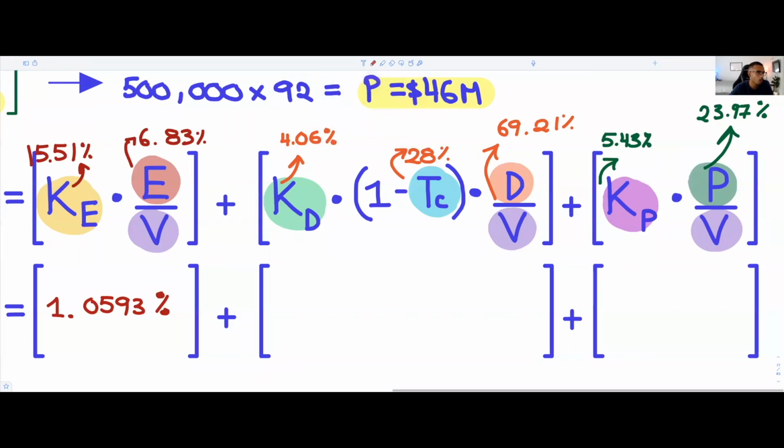Now let's go on and solve for the cost of debt. Cost of debt is going to be a walk in the park. All that you're going to do, you have 4.06, times 1 minus 0.28, over 6 times 69.21. You're going to get a cool amount. You're going to get 2, and I don't need to round this one up too much: 2.023146. Okay, so that's going to be for your cost of debt.